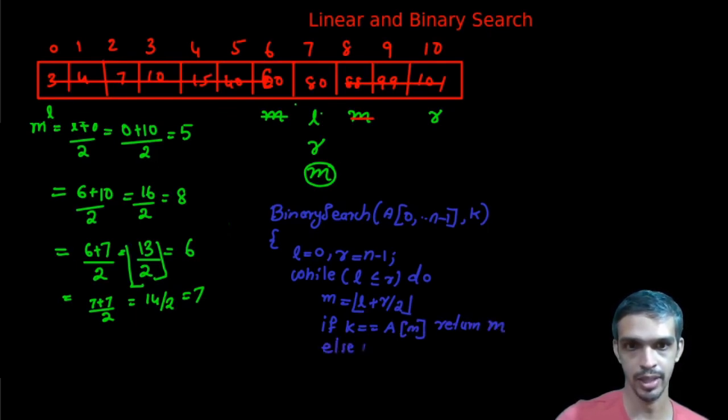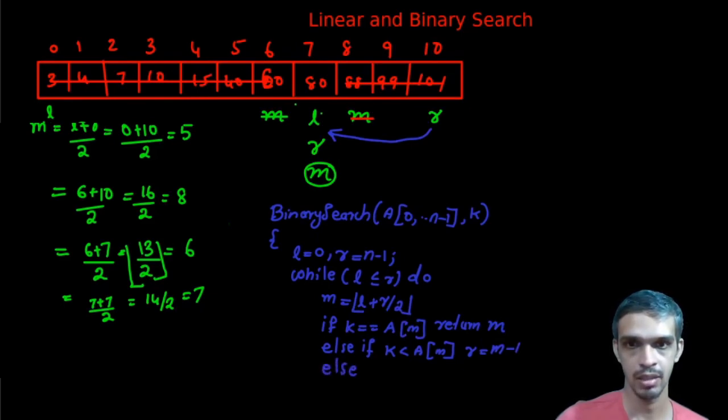Else if, we have two cases, it is lesser or greater. Else if k less than a of m, k less than means we need to look for the left part. So in that case we need to only adjust the R. R will be m minus 1. We have seen it here. This R will become m minus 1. R equal to m minus 1.